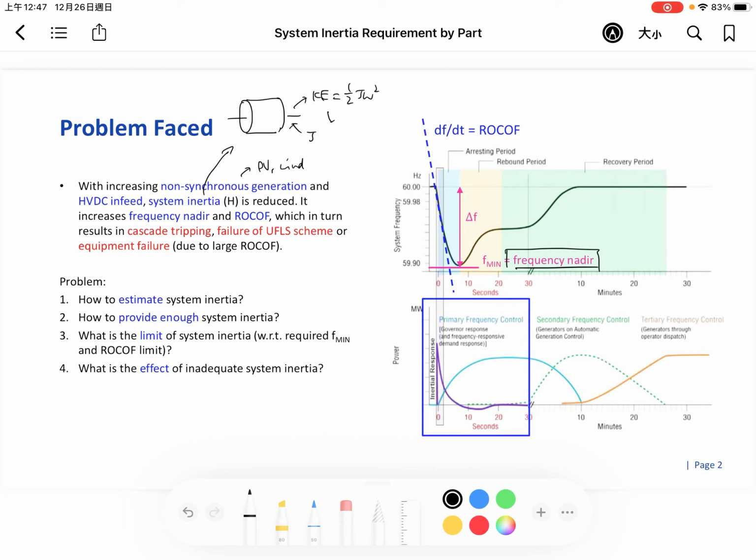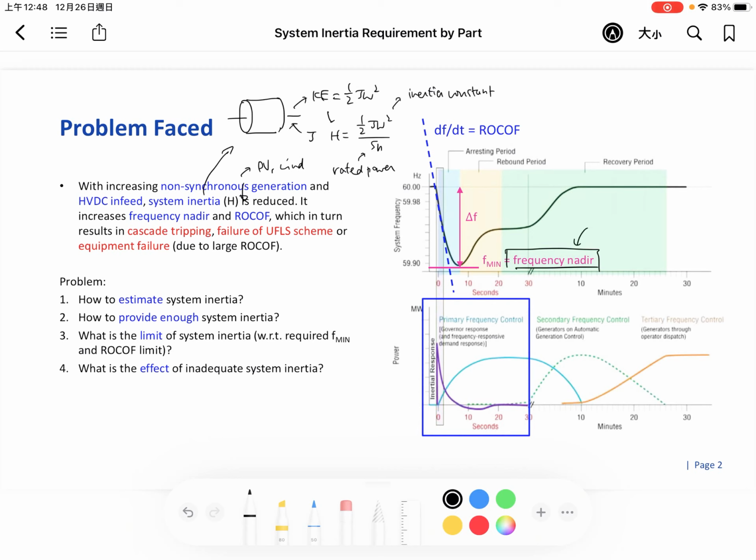And we try to normalize it with a constant, which is the rated power of the generator, and it is the inertia constant. We found that if the system inertia is dropping, it increases the frequency nadir and ROCOF.